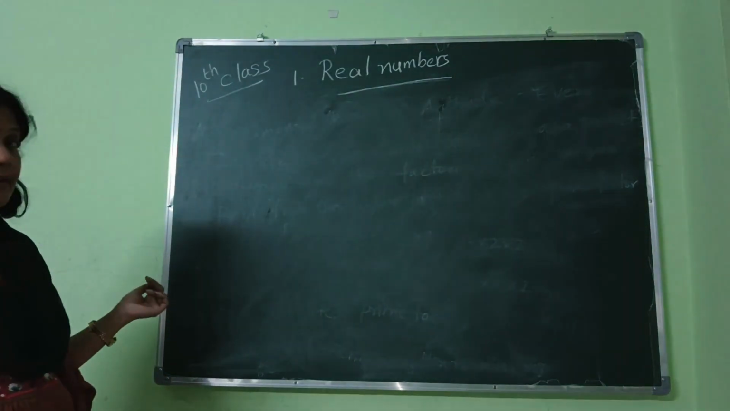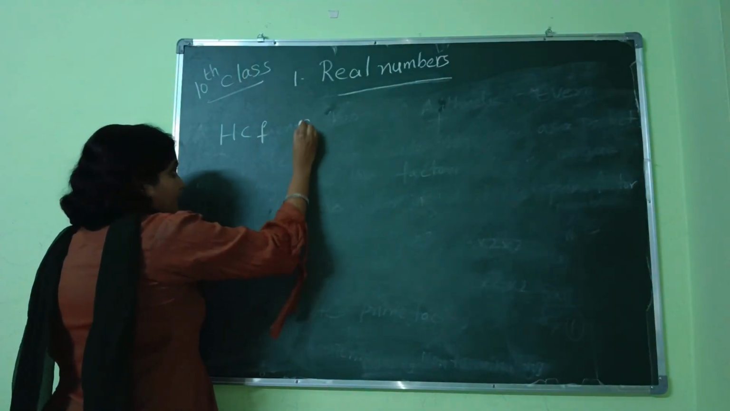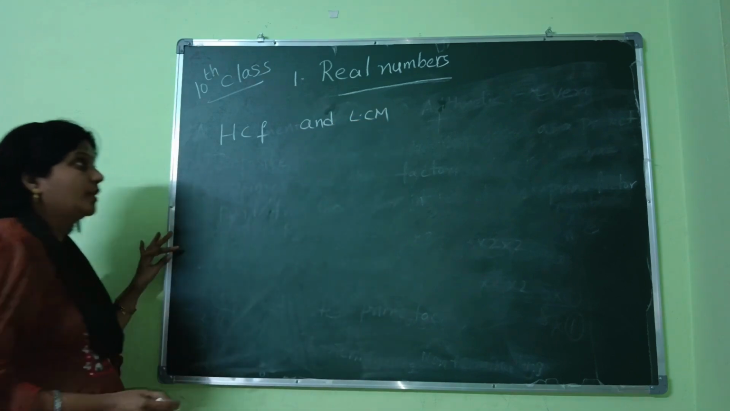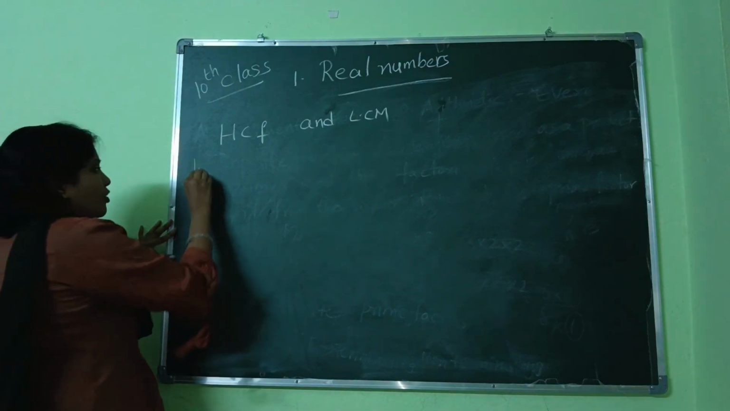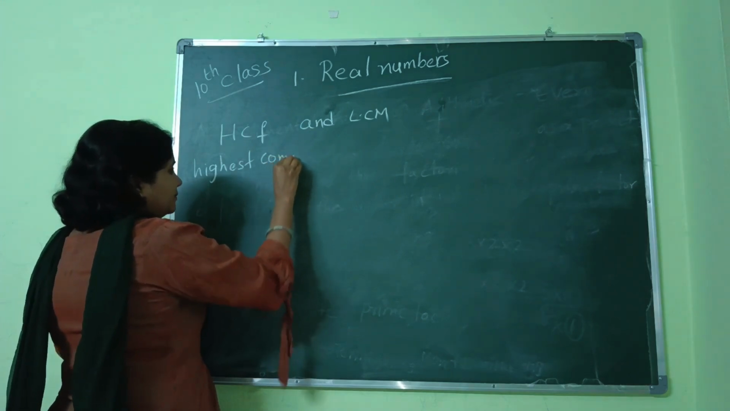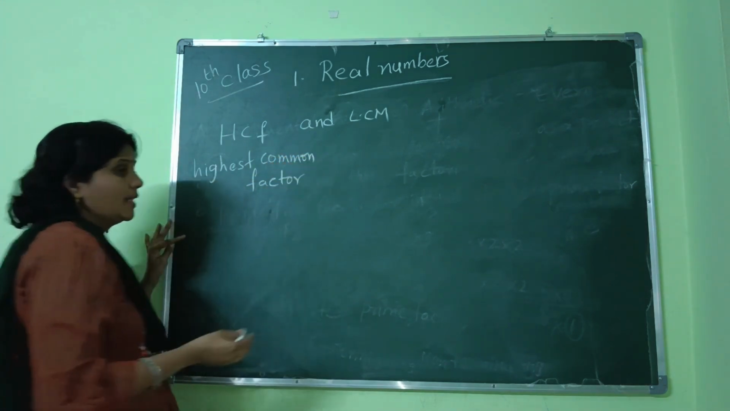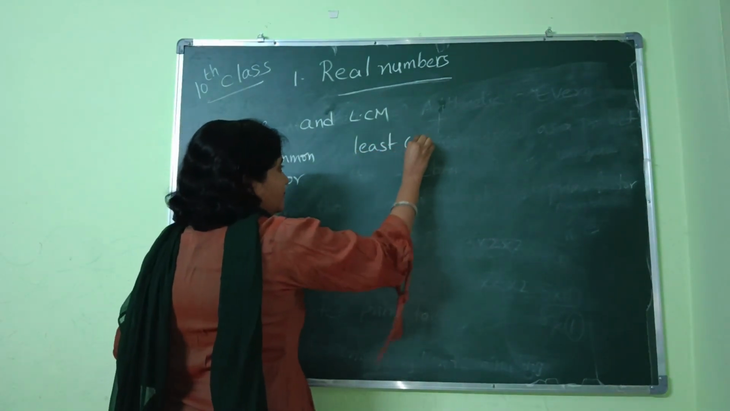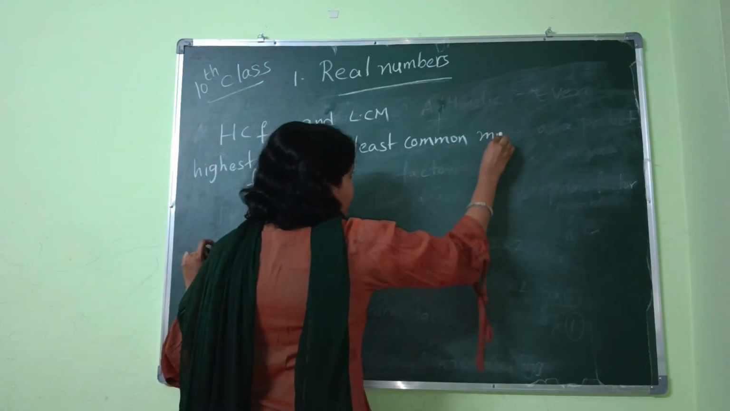The next concept in real numbers is HCF and LCM. So what is the meaning of HCF? Highest common factor. So what is the definition of LCM? Least common multiple.